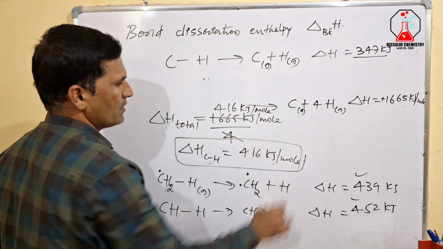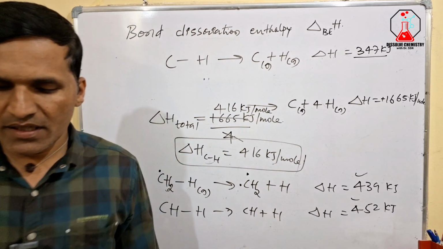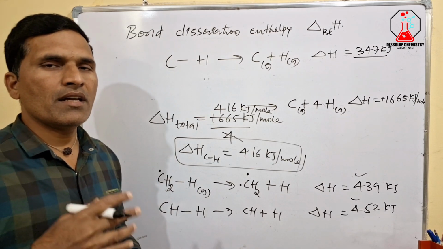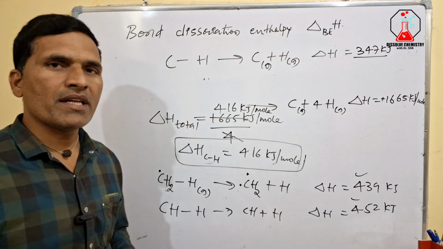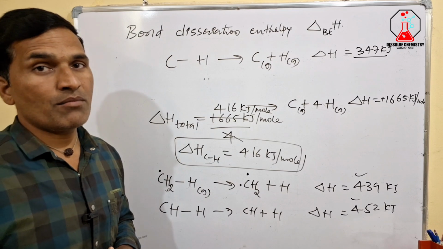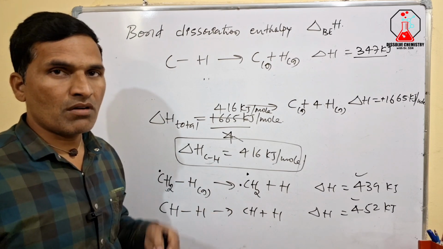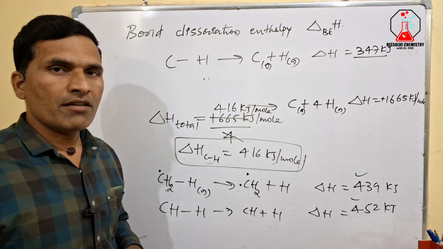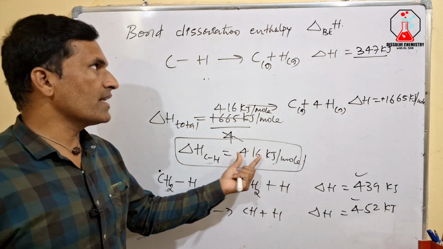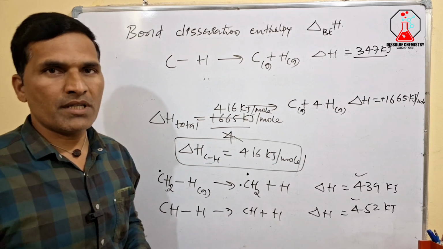So I think now we have understood what we mean by bond dissociation enthalpy. If it is a multi-atomic molecule, the individual bond breaking energies will differ from one another, but we are considering it as average bond energy. So overall, to break all those bonds, we take the energy required divided by the number of bonds, and we get the average energy, and that average energy is called the bond dissociation enthalpy of a particular bond.